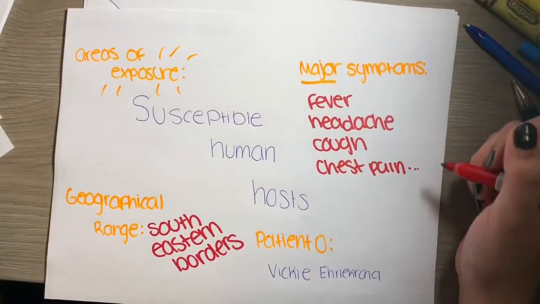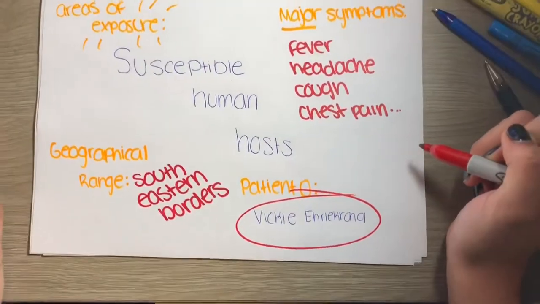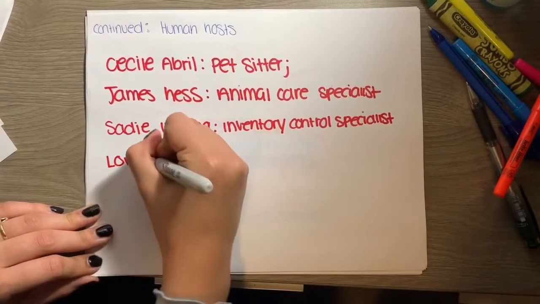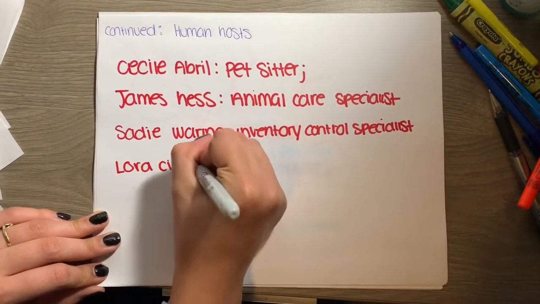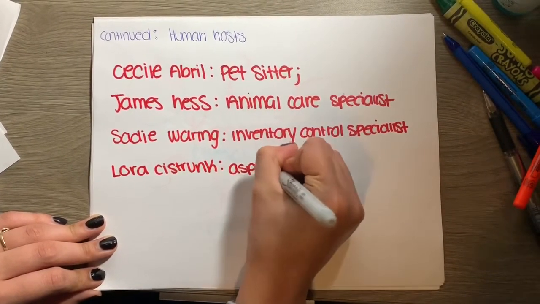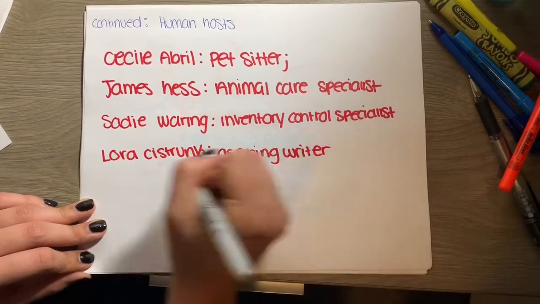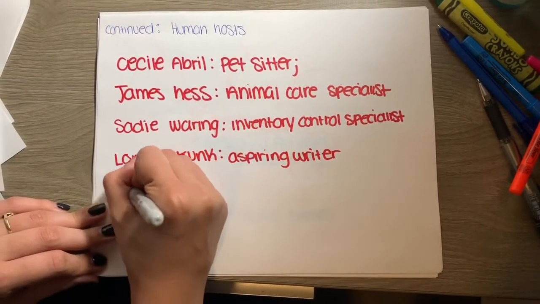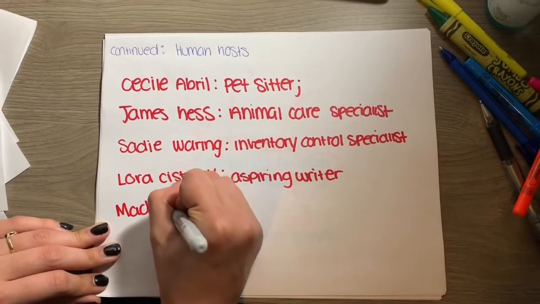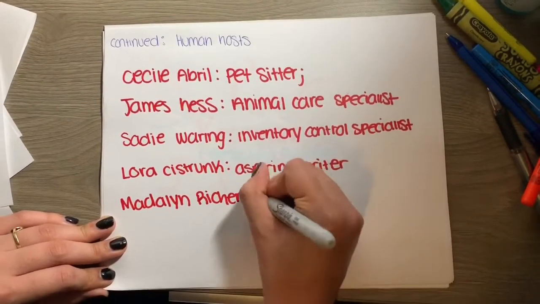Our patient 0 was identified as Vicky Ereclucrona. I apologize if there was a mispronunciation. Our continued human hosts are Cecile Abreu, who was a pet sitter and infected at Madeline Richer's residence while pet sitting for a cat. James Hess, an animal care specialist of a mobile cat shelter, was infected while bathing the animals. Sadie Waring, an inventory control specialist, was infected while trapping a serval cat at the local golf course.